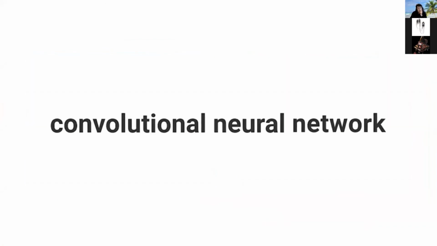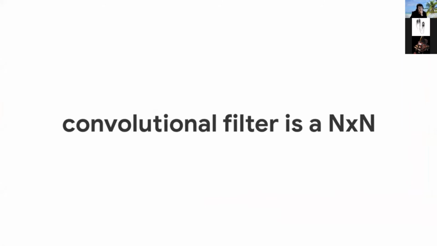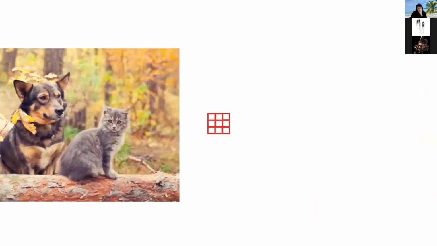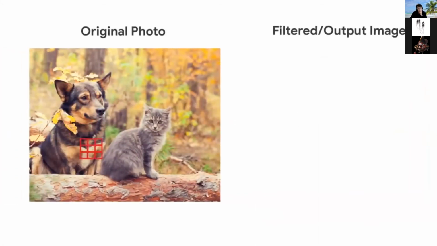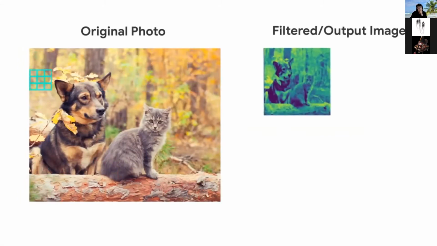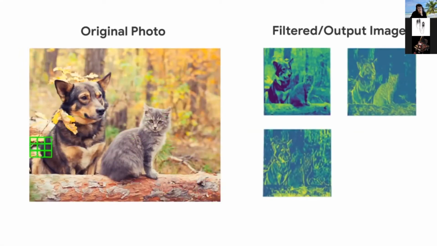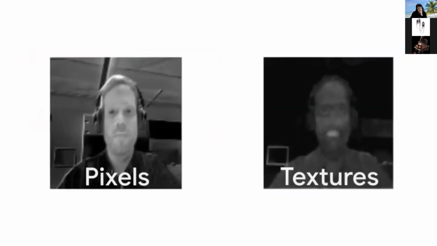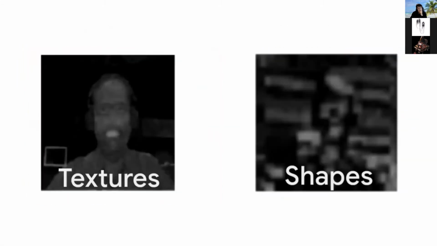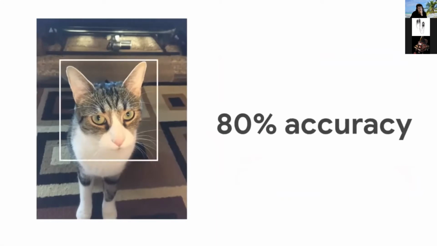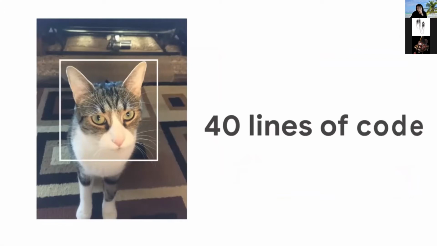We can do that with a convolutional neural network. A convolutional filter is an n by n, for example, 3 by 3 grid of numbers that is applied to an image in different ways to generate a feature map, a map of all feature crosses or combinations in the image. Filters form a feature hierarchy. ConvNets use filters to build representations that become progressively easier to classify, from pixels to textures, from textures to shapes, and from shapes to objects. Training a small ConvNet, we can build a cat classifier that can identify cats with up to 80% accuracy using just 40 lines of code.